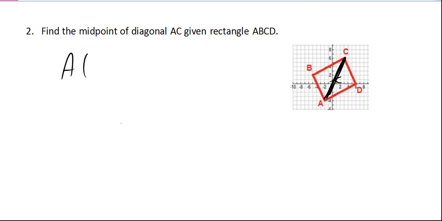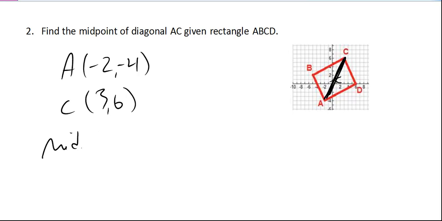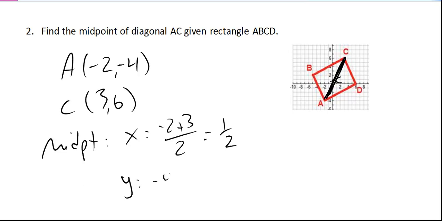A, it looks like, is -2, -4. C is 3, 6. So the midpoint for the x, I should do -2. I want the average of the x coordinates, which is -2 plus 3 over 2, which is 1/2. For the y coordinates, I want the average of -4 and 6, which is 1. So my point should be 1/2, 1.